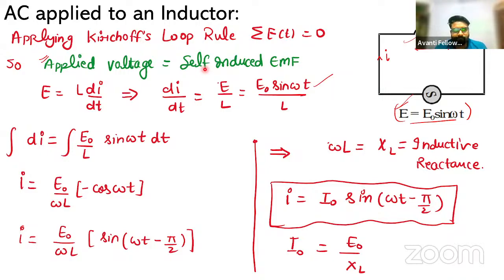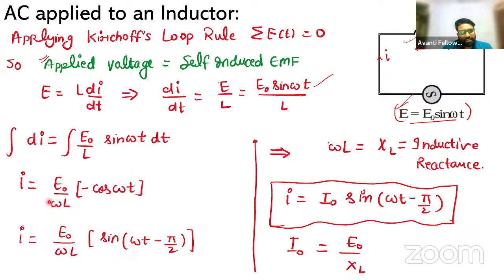So dI by dt is E by L, E naught sin omega t by L. So here, if you calculate the value of dI, it should be E naught by L sin omega t into dt. So dI, if you integrate it, you get the total value of current, which comes out as E naught by omega L into minus cos omega t. The integration of sin omega t will be minus cos omega t divided by omega. I have told you in the previous sessions.